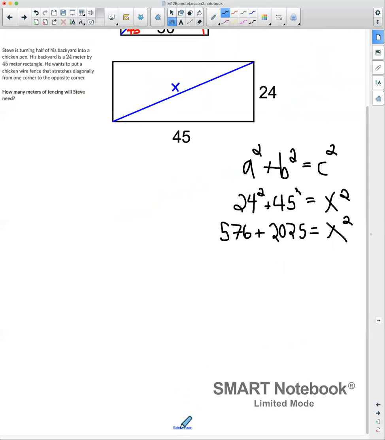So just pull this up. 2601 is equal to x squared. So then you have to take the square root of both sides.